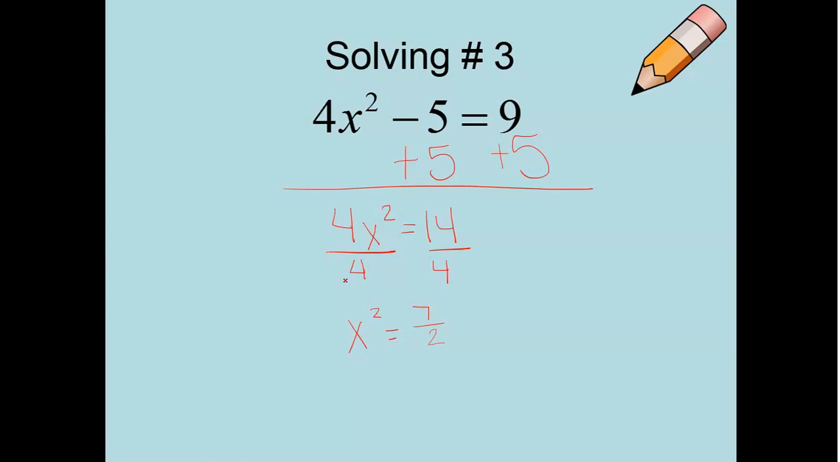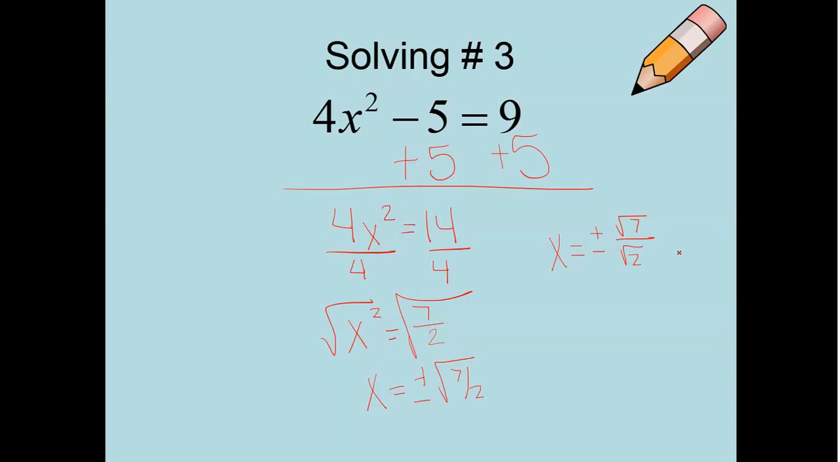Okay, let's take a square root of both sides. So I'm going to get x equals plus or minus the square root of 7 halves. Now, you don't want to have a fraction under a square root. So what you're going to do is you're going to give that square root to both the top and the bottom. So I'm going to have square root of 7 over the square root of 2.